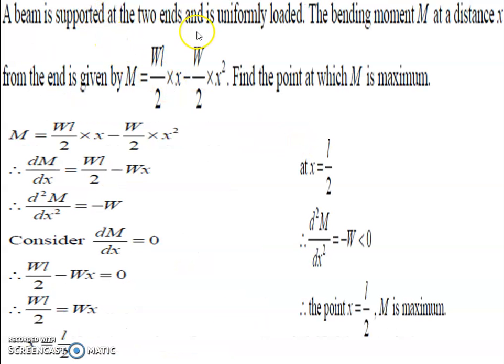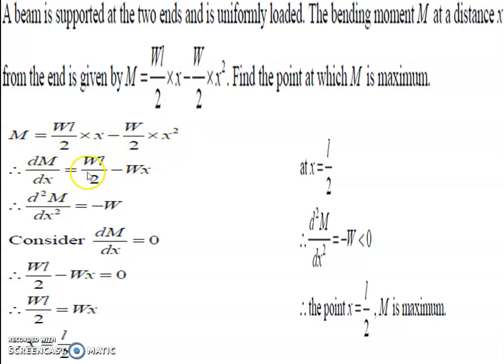A beam is supported at the ends and uniformly loaded. The bending moment M at the distance x from the end is given by M is equal to WL upon 2 into x minus W upon 2 into x square. Find the point at which M is maximum. For maximum, the second derivative is less than 0. So we consider M is equal to WL upon 2 into x minus W upon 2 into x square. Differentiate with respect to x because x is the variable.